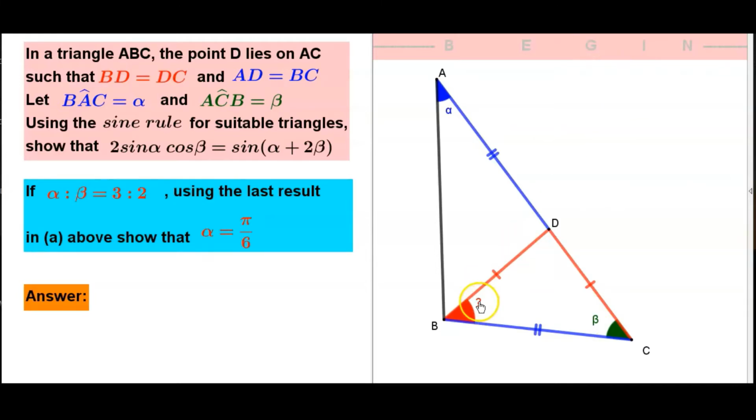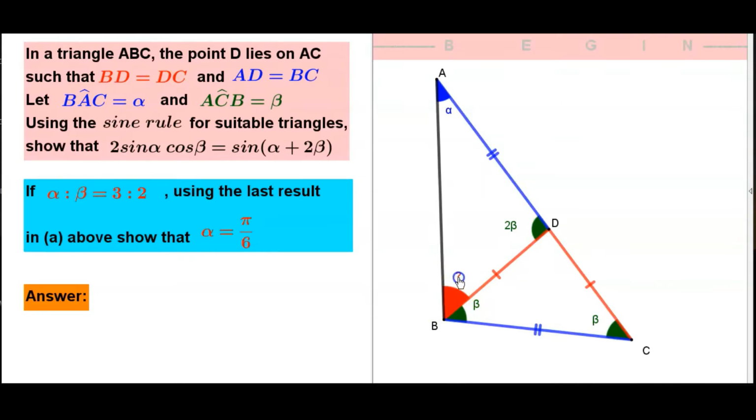What about this angle? This is an isosceles triangle. Therefore, these two angles are equal, so this angle is beta. What about this question mark angle? In this triangle, this is the exterior angle. The exterior angle is equal to the sum of the interior opposite angles. Therefore, this angle is beta plus beta, that is 2 beta.